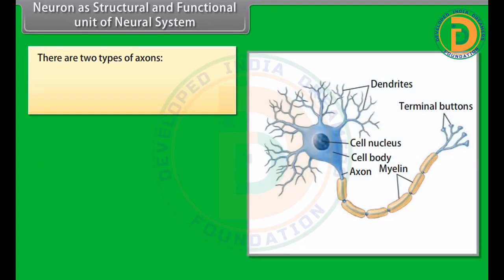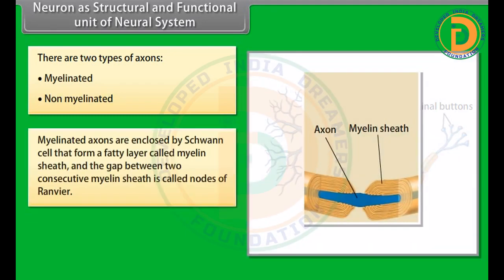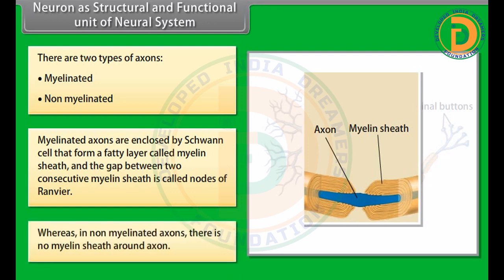There are two types of axons: myelinated and non-myelinated. Myelinated axons are enclosed by Schwann cells that form a fatty layer called the myelin sheath, and the gap between two consecutive myelin sheaths is called the nodes of Ranvier, whereas in non-myelinated axons, there is no myelin sheath around the axon.